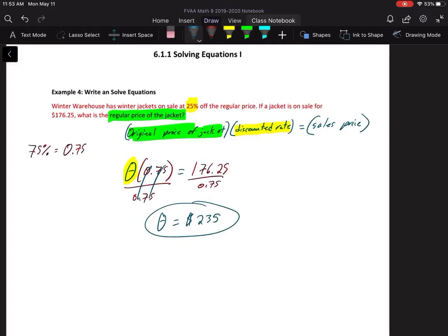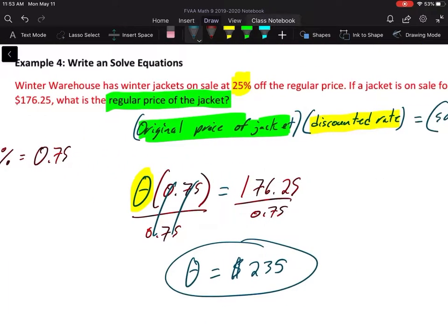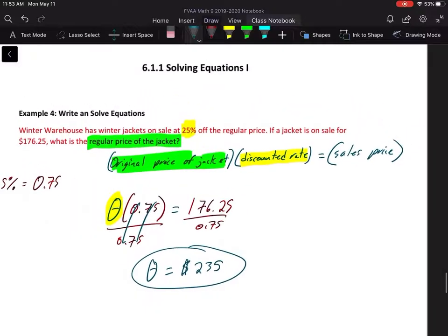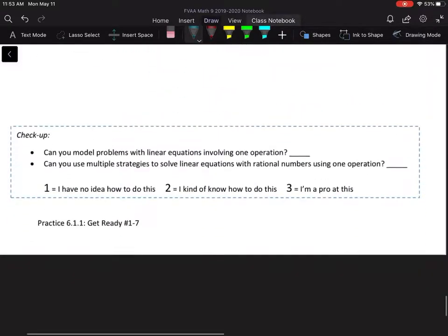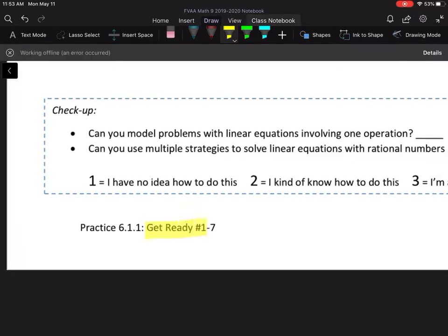That was a little bit tricky. Watch out for percentages, change them into decimal form, and try to come up with an equation. Okay? You'll have some practice problems here. We're starting with the Get Ready of the chapter. We're not jumping into section 6.1. That'll be at the end of the next notes. But for this homework, you're doing the Get Ready section in the textbook, numbers 1 to 7.